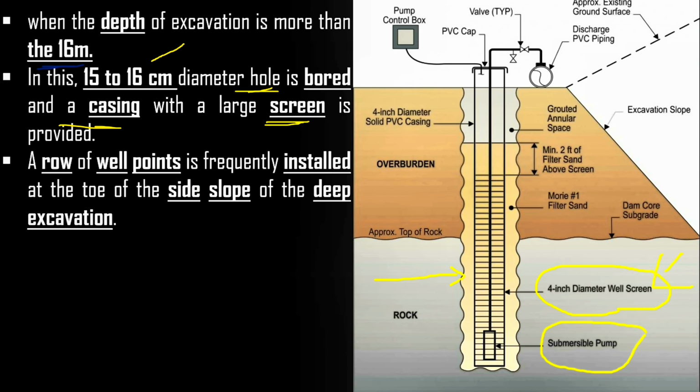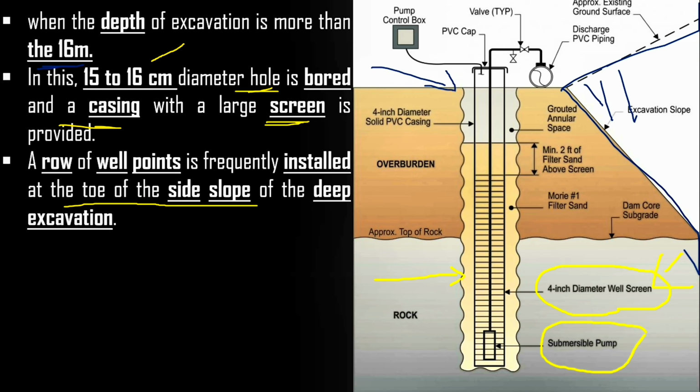Okay. Now, a row of well points is frequently installed at the top of the side slope like this. For example, this is your excavation area, and this is your entire area like this, and it continues like this. So at the edge of your excavation, this system is installed.